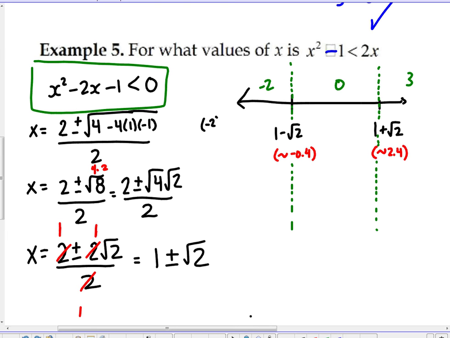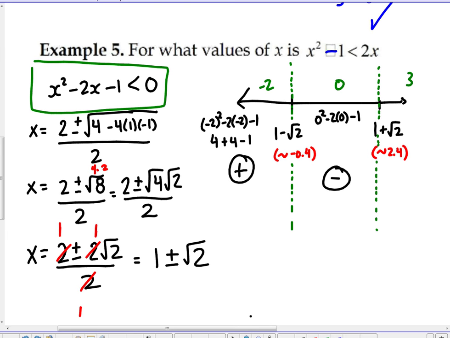So negative 2 squared minus 2 times negative 2 minus 1. Is that going to come out positive or negative? Well, let's check. Negative 2 squared is positive 4. And then you have a minus 2 times a minus 2. So you have 4 plus 4 minus 1, which comes out positive. 0 is easy. It'll be negative 1, right?